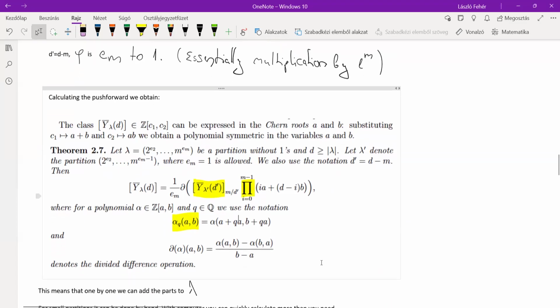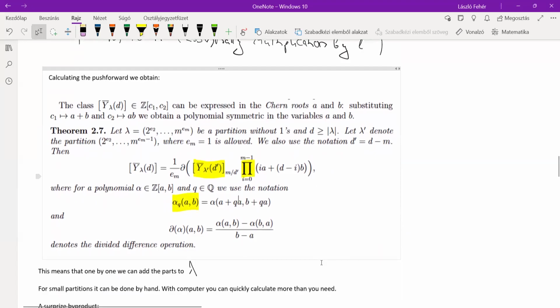So the thing is that if lambda is small, you can even calculate this by hand. Just one by one, you add these higher multiplicity points, and very quickly you get the formula you are interested in. And the computer is very fast with this, so you can very quickly calculate even more than you want.